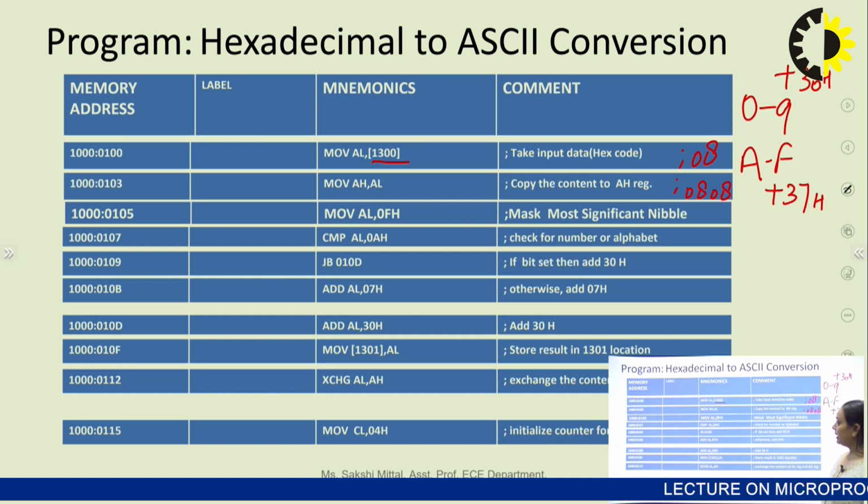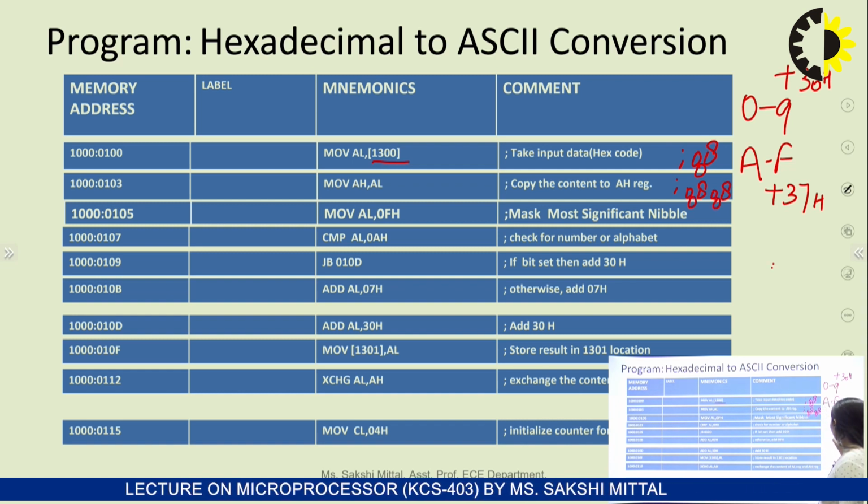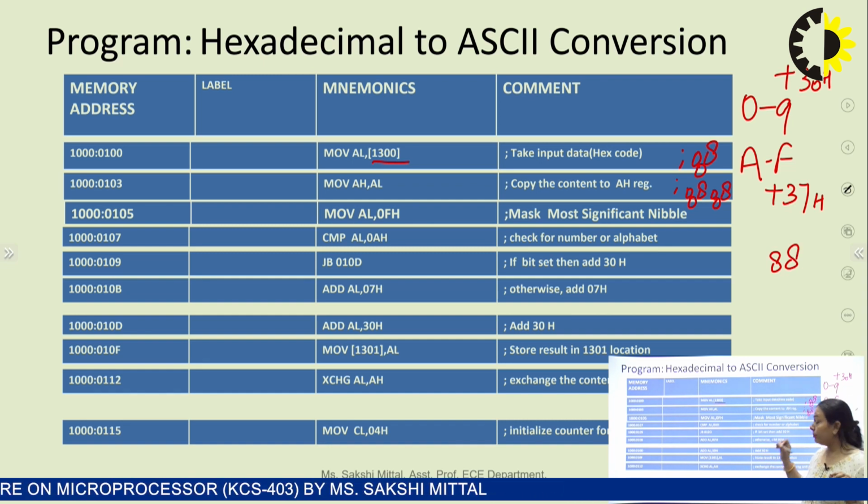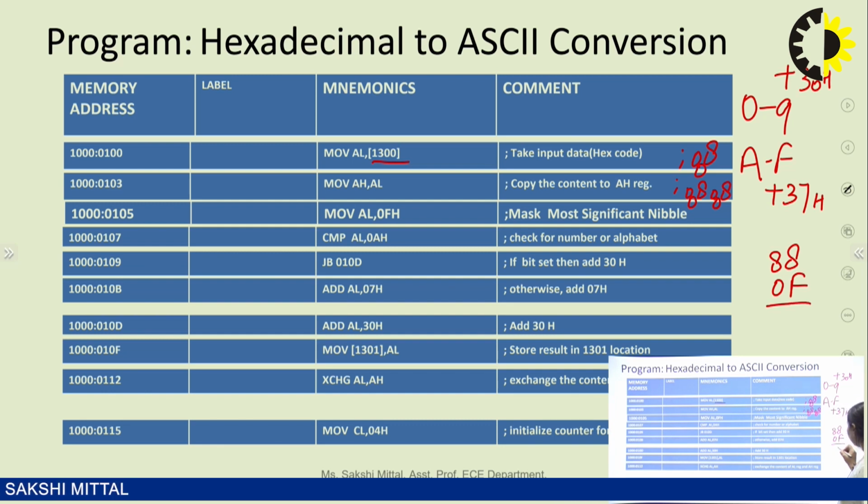Then AND AL with 0F. I have assumed here only a single digit. If it is 88, I am interested only in a single digit, because I have to compare whether it is 0 to 9 or A to F. So I'm just performing the masking. You will mask it with 0F, and you will get your answer as the single digit, that is 08.